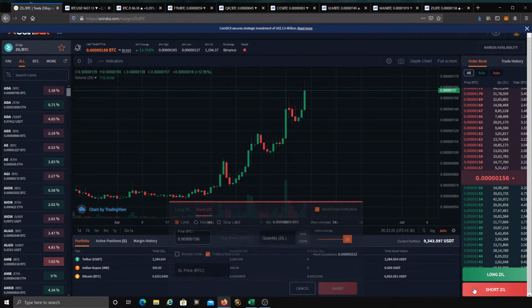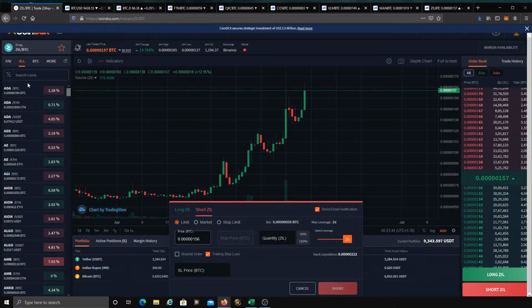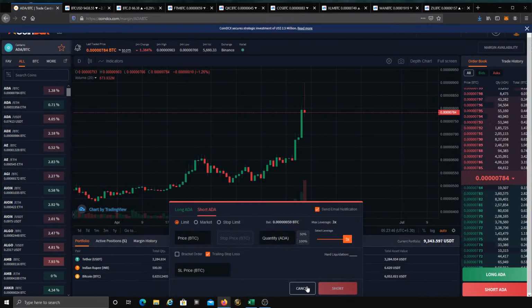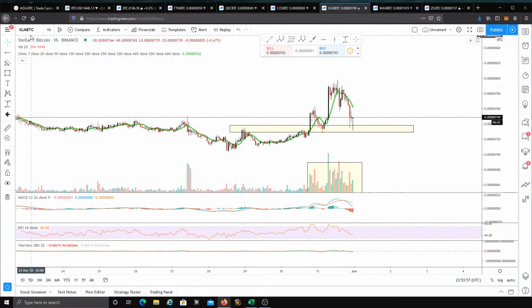Okay, so let's just look at ZIL. If we want to short ZIL, we only have up to 2x leverage. So this 18% move in a short would be 36% profit. There's a little lower leverage for shorting than for longing in the Bitcoin pair. Now you see ADA right here at 3x. Did we have an ADA chart pulled up?